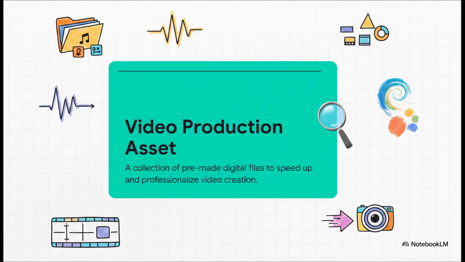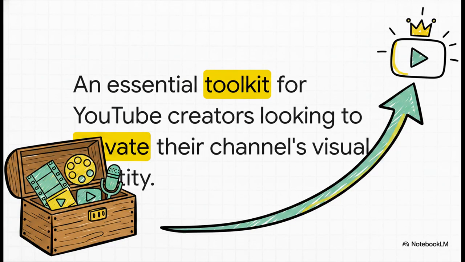To put it really simply, a video production asset is a toolkit. That's it. It's a curated collection of digital files. We're talking graphics, sound effects, templates, color presets, all of it designed to help you quickly make videos that look and sound absolutely incredible. And that brings us to the star of today's explainer, the Silverzz asset. This is a toolkit built from the ground up specifically for YouTube creators who are ready to finally establish a strong professional visual identity for their entire channel.